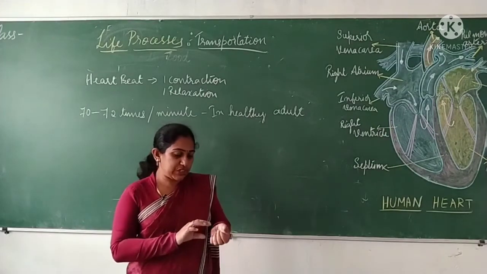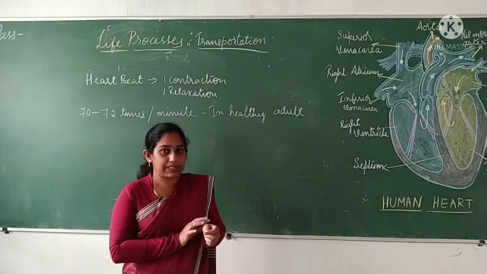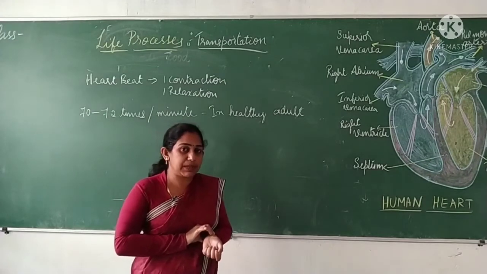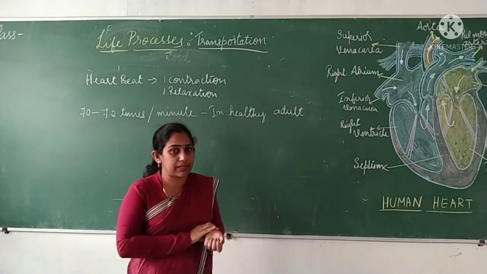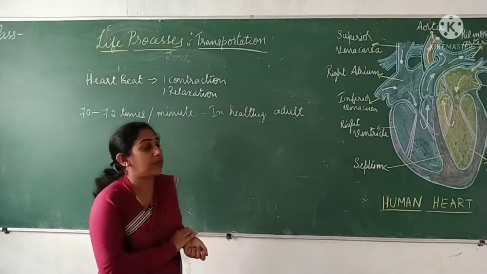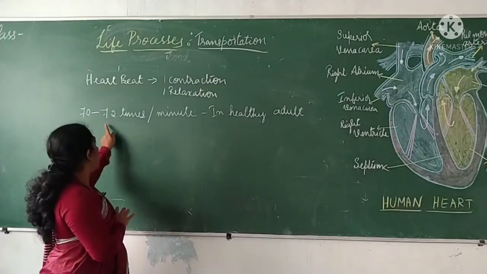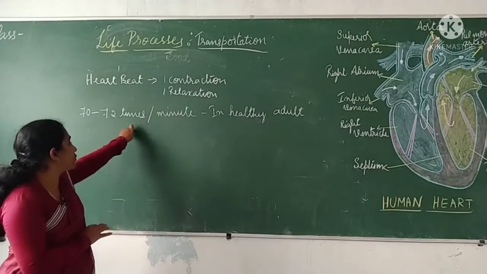If you check your pulse, you might have checked your pulse. Even if we check the pulse, you will get the same measure as the heartbeat. It will be about 70 to 72 times per minute. So our normal heart will beat about 70 to 72 times per minute.